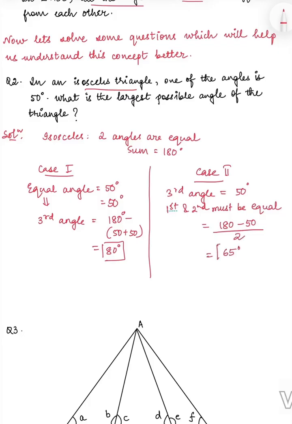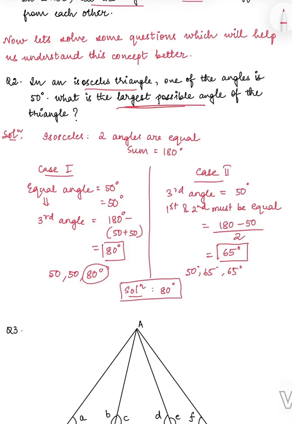65 degree. Now you see that for this case 1 we have the angles as 50, 50, 80, and for case 2 we have them as 50, 65 and 65. So now what is the largest possible angle? It is 80 degree. So the solution will be 80 degree. So this is our answer. You have to be able to solve these type of questions which are very common.